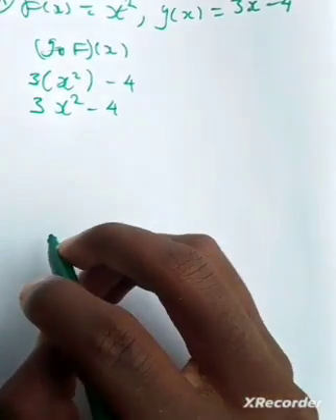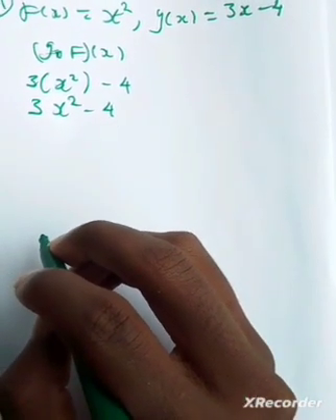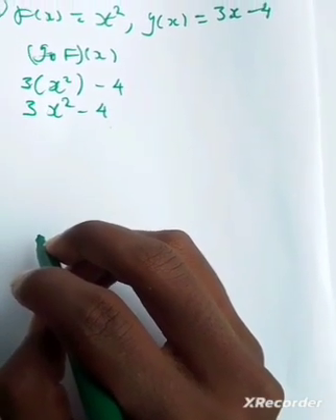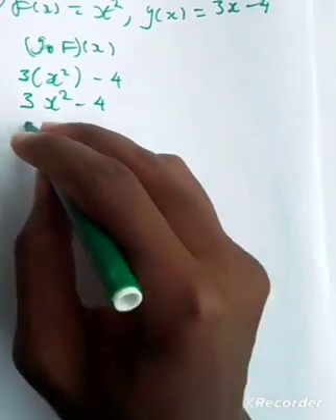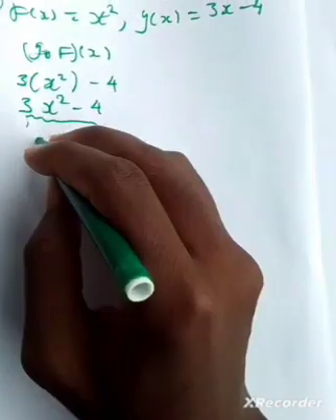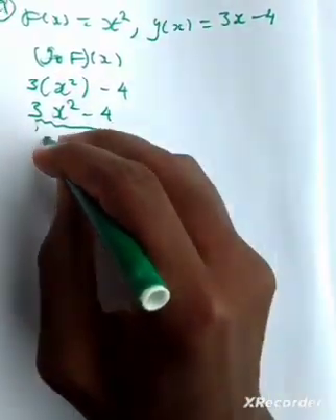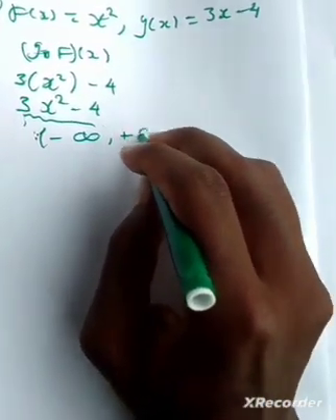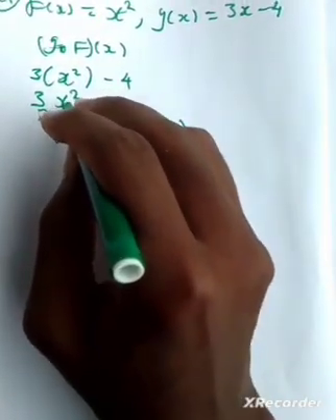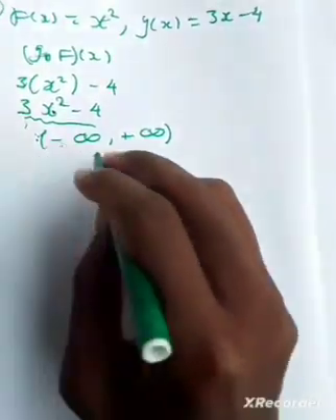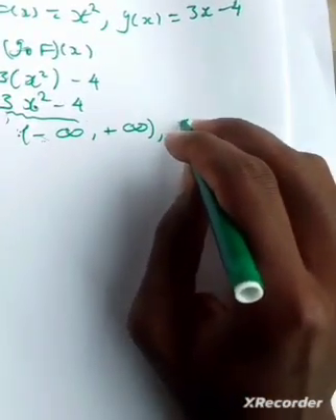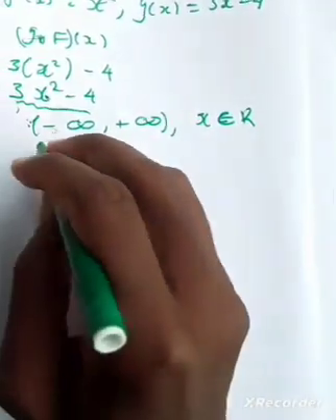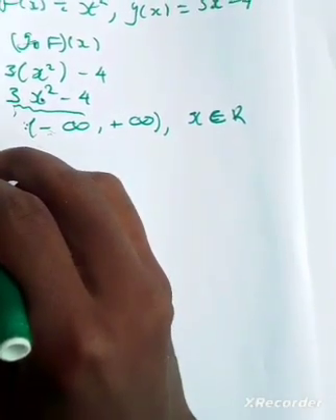Now they have also said to find the domain. Remember, we have a quadratic function. The domain for a quadratic function will always be negative infinity to positive infinity. Like all possible values, x can be any, or if you want you can say all real numbers. Okay, so you are done.